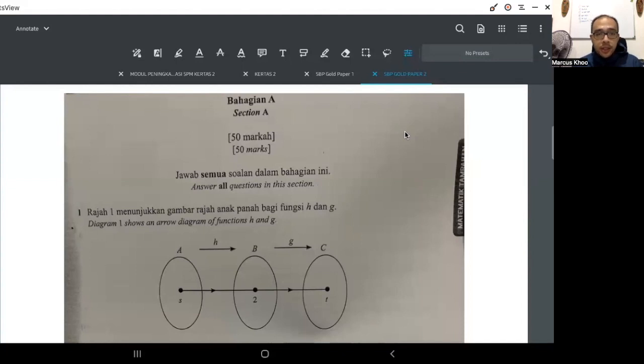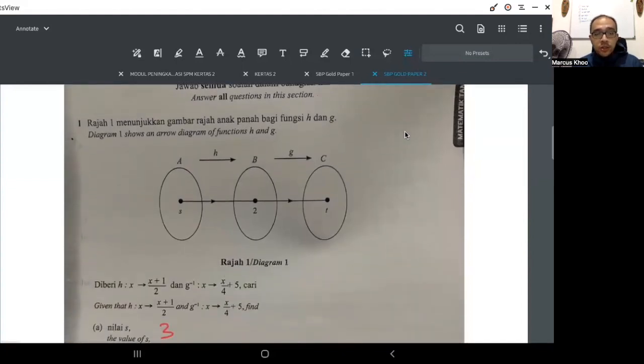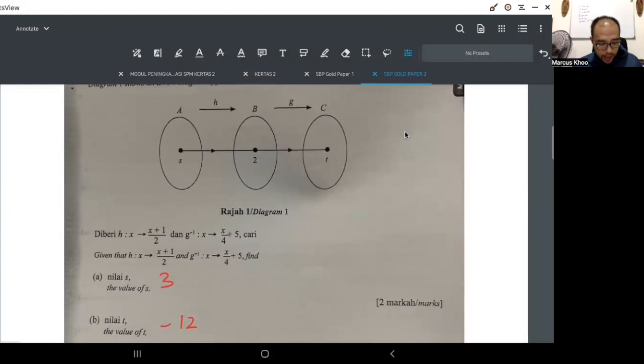Okay, so section A, you have diagram 1 showing an arrow diagram of functions H and G. H maps from A to B and then G maps from B to C. You are given H(x) equals (x plus 1) over 2, and the inverse of G(x) is x over 4 plus 5. So let's bear this in mind first.